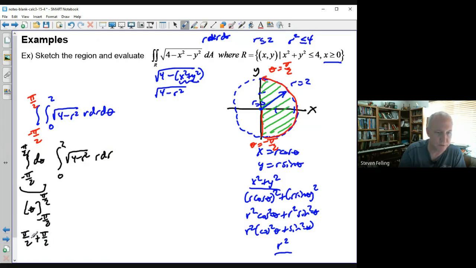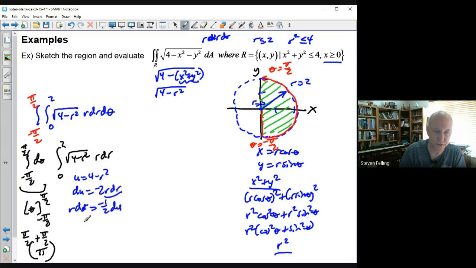So it's going to be pi over 2 plus pi over 2, which is pi, right? So that's this factor. And then this factor, we're going to be able to use u substitution, I think. If we make u 4 minus r squared, then du is negative 2r dr, which means r dr is equal to negative 1/2 du.